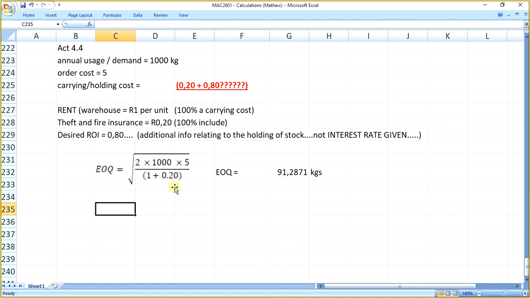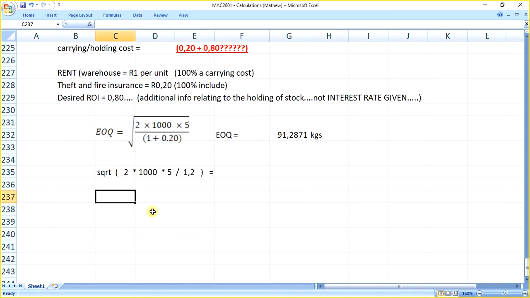So on the calculator it's square root, then brackets, 2 times 1,000 times 5, divide 1.2, brackets, equals, like that. Yeah, but mine still gives me 28.86. Something's going wrong. Let's check my working. 2 times 1,000 times 5 divided by 1.2. Yeah, that's right. Close brackets.